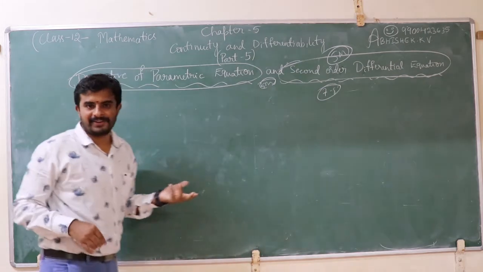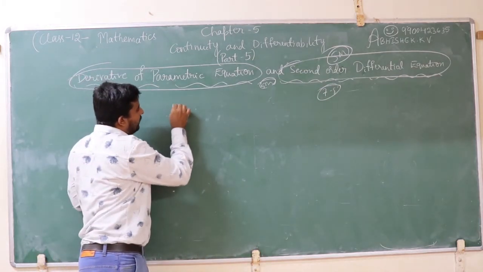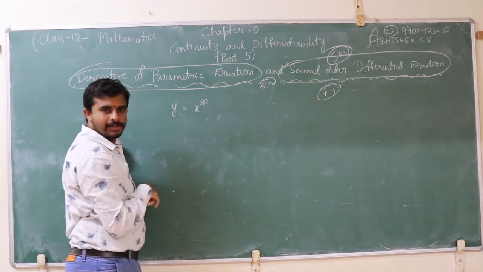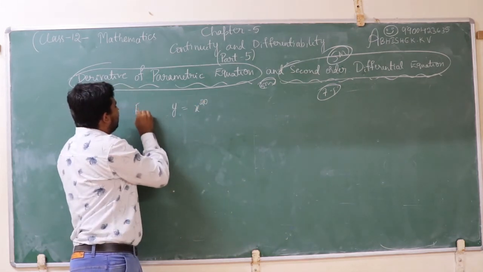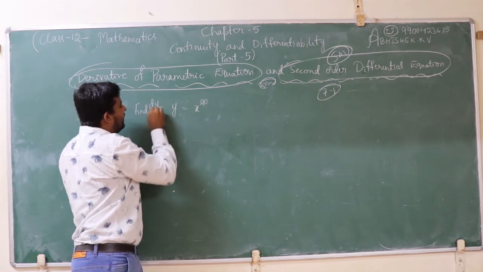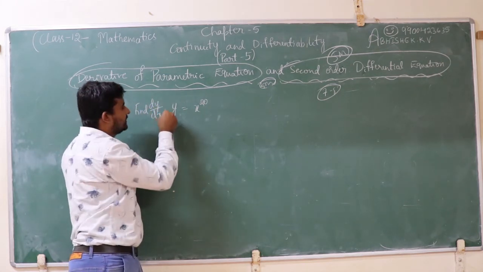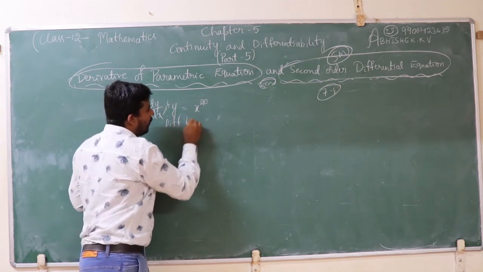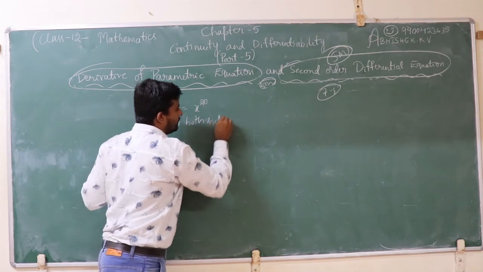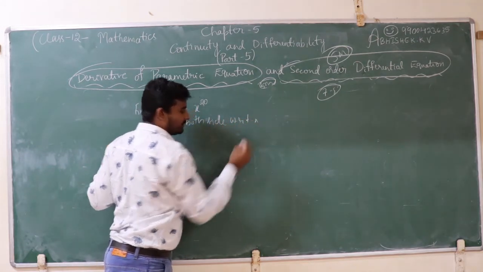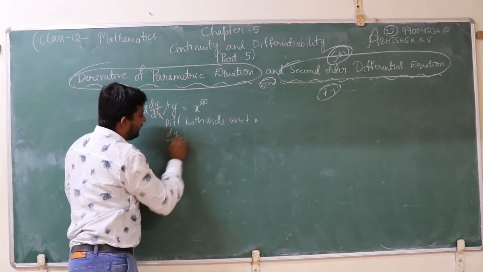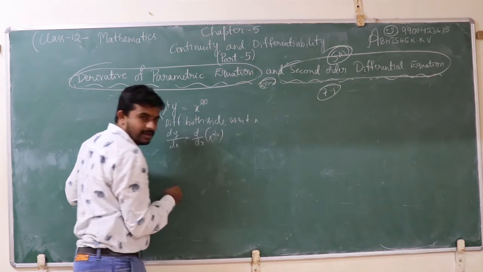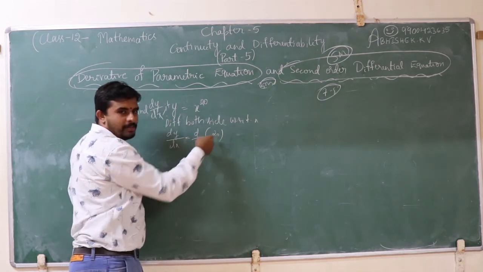What is the second order differentiation? See, if you have the equation y is equal to x to the power of 20, and if the examiner asks find dy by dx, if y is equal to x to the power of 20, what do we do? Differentiate both sides with respect to x. See, dy by dx is equal to d by dx of x to the power of 20.